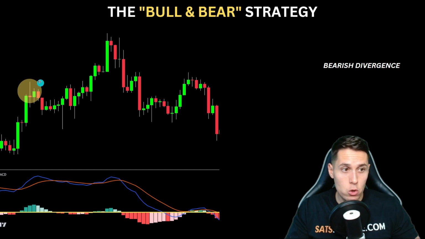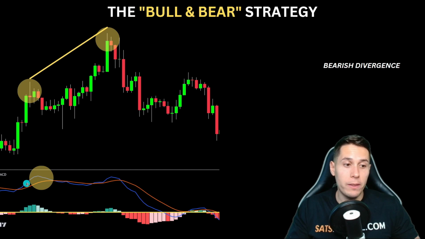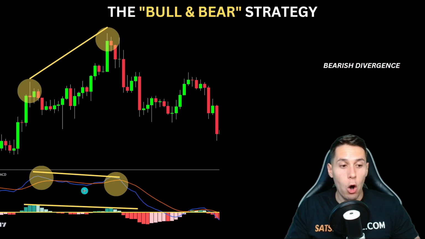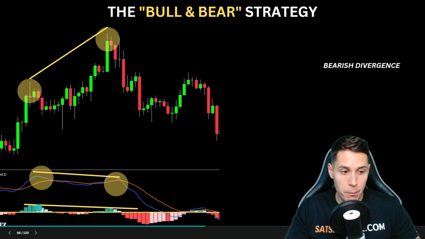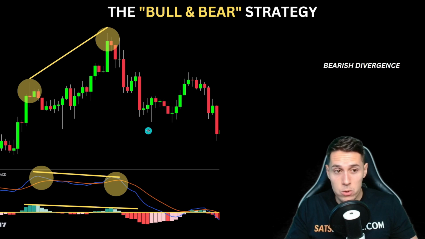Bear divergence is when you get a high on price and then you get a higher high, while on the MACD you get a high and then you get a lower high. And you will often see this on the histogram as well. So you have a high on the histogram and you have a lower high. And what this tells us is that there is a change in the market, right?